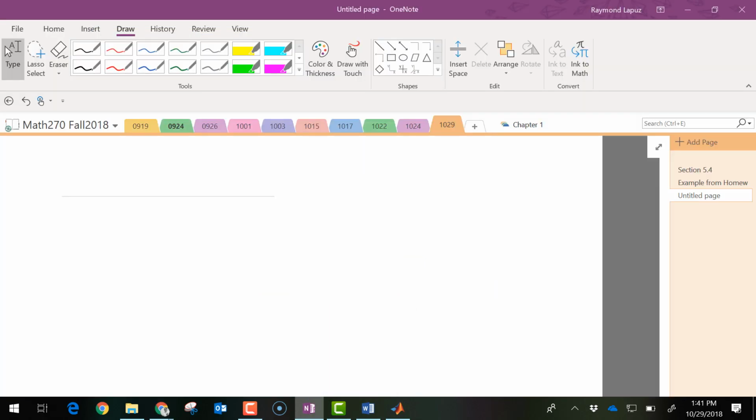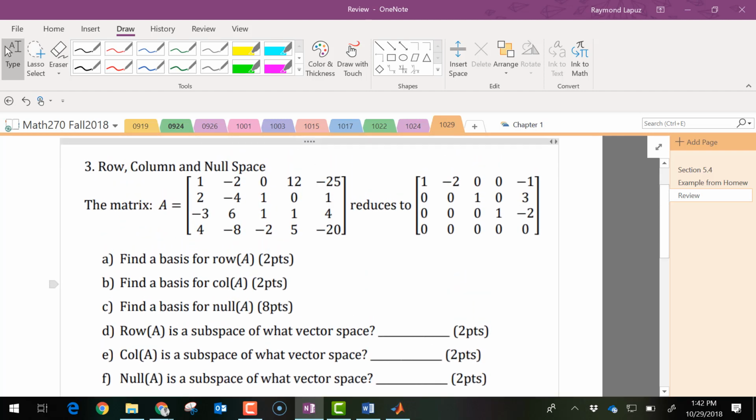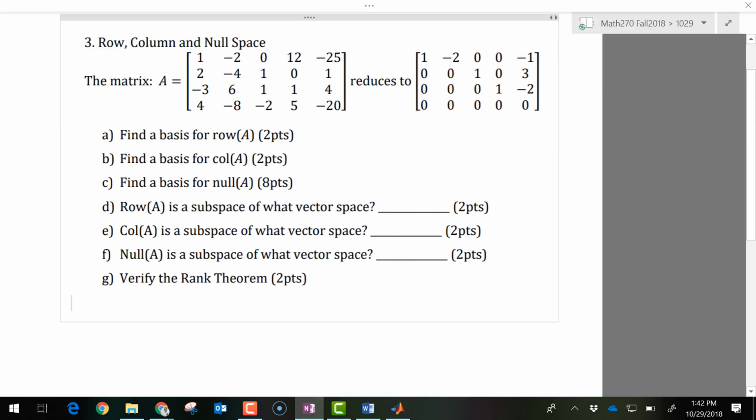All right, review. Okay, so I think we can go through this kind of quickly because we have our reduced matrix. This is all the way reduced. Yeah, this is a reduced row echelon form. There's a handful of things that we need to identify.